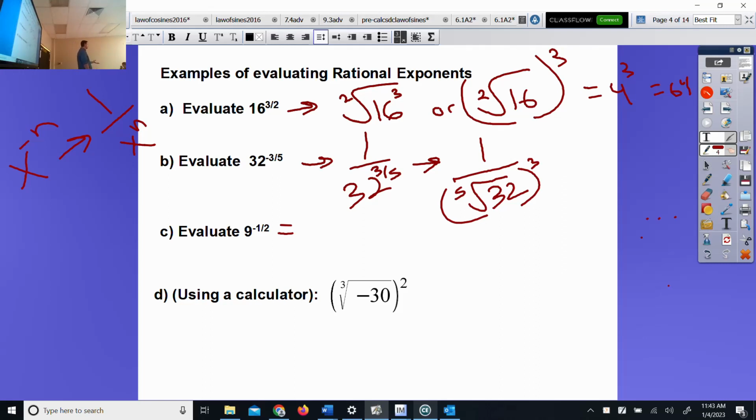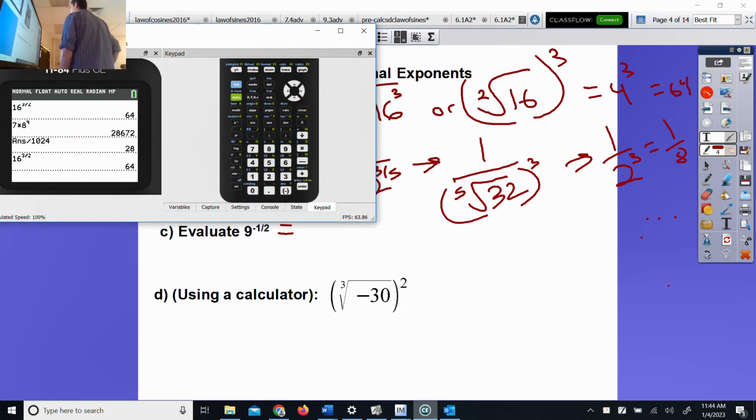I'm sure you're allowed to have a calculator, right? I don't know what this thing is. The 5th root of 32 is 2. Once you cube it, you get 8. I'm pretty sure I asked you on that homework assignment to do some of this stuff by hand. And if you're curious if you got it right or not, you can just type in the original expression. The original expression was 32 to the negative 3 fifths power.